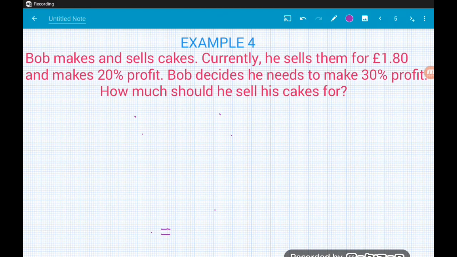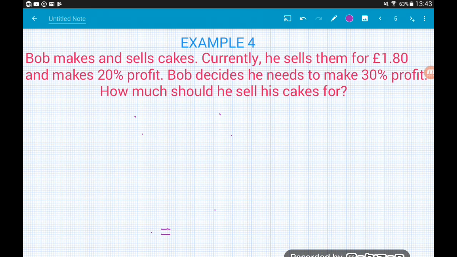Okay, and the final example for this video. So Bob makes and sells cakes. Currently he sells them for £1.80 and makes 20% profit. Bob decides he needs to make 30% profit. How much should he sell his cakes for? So, what we need to do here is work out how much it costs Bob to make a cake and then increase that by 30%. There are cheekier ways to do it, there's certainly much quicker ways to do it, but I'm trying to keep things as simple as possible.